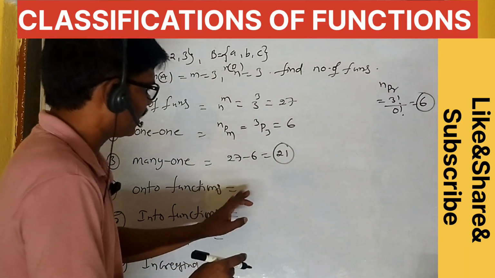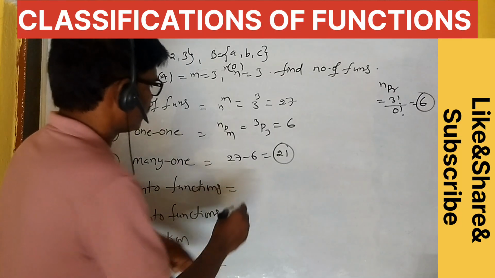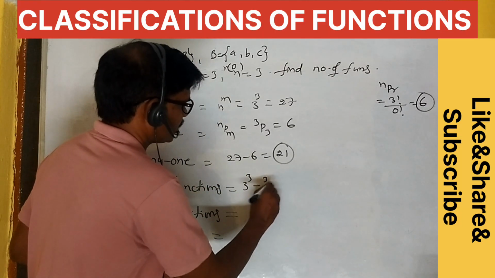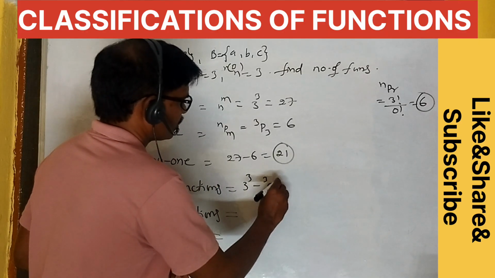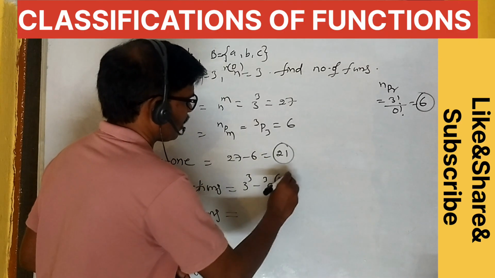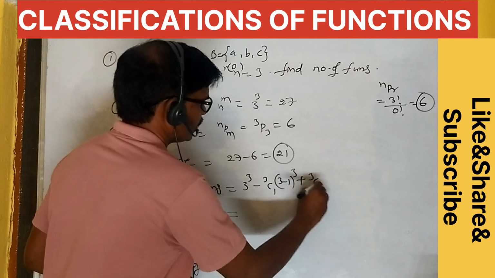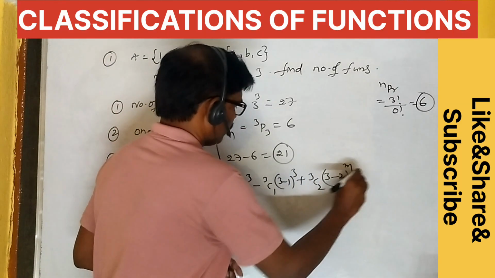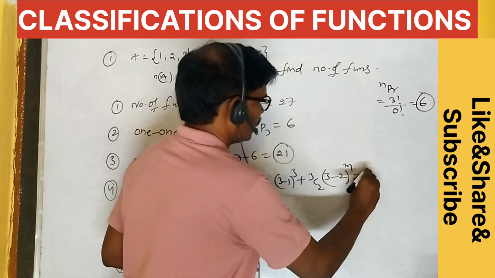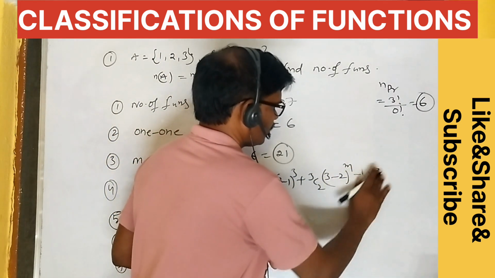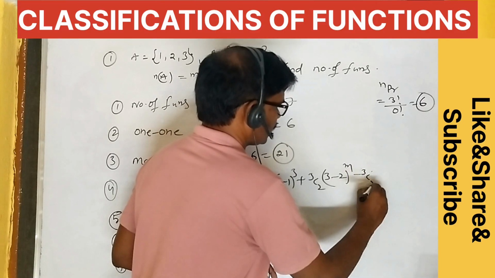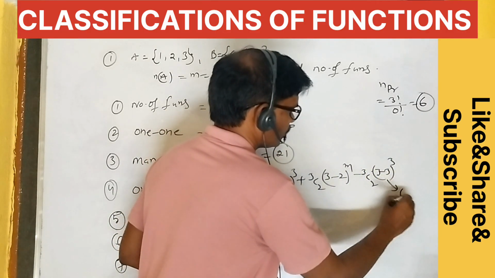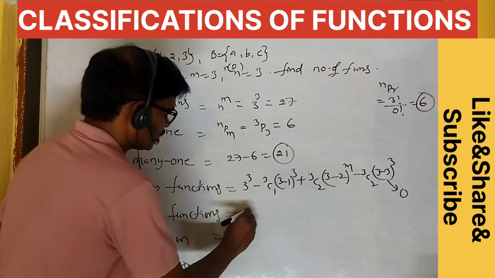Onto function equal to n power m. n power m means 3 power 3, minus nC1, 3C1 means (3 minus 1) whole power m, is equal to 3. Next, plus 3C2 (3 minus 2) whole power m, minus 3C3 (3 minus 3) whole power m. This is the 0, this is the 0 until 0.